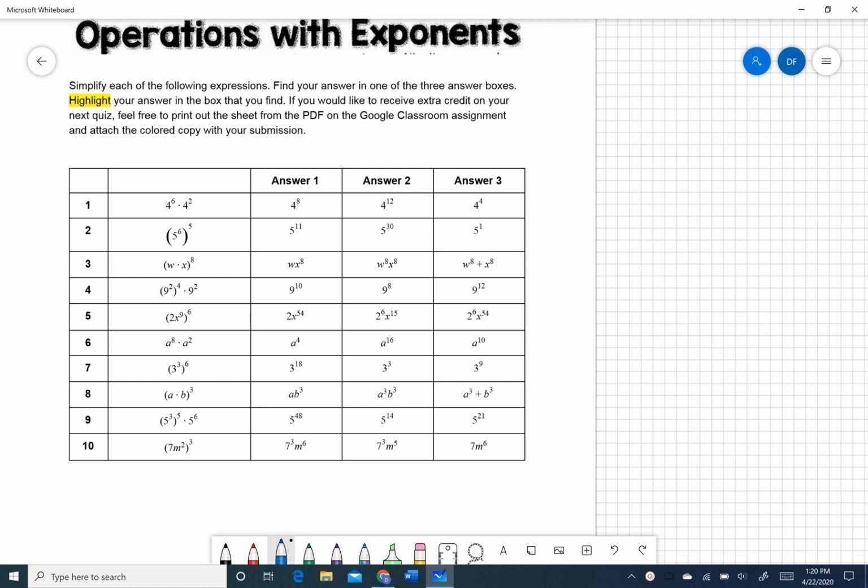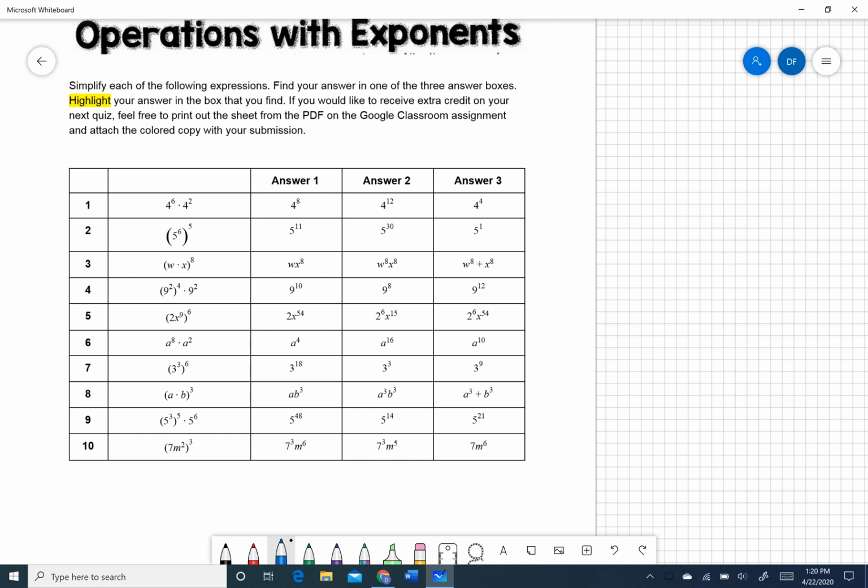But for today, I wanted to practice with the major parts of what we learned yesterday, which was the product property, which is where we add the exponents, and then the power of a power property, which is where, like we see in number 2, and in number 4, we see a power of a power. We see in number 7 a power of a power, right? So we see the parentheses, and then there's the exponent on the outside of that parentheses.